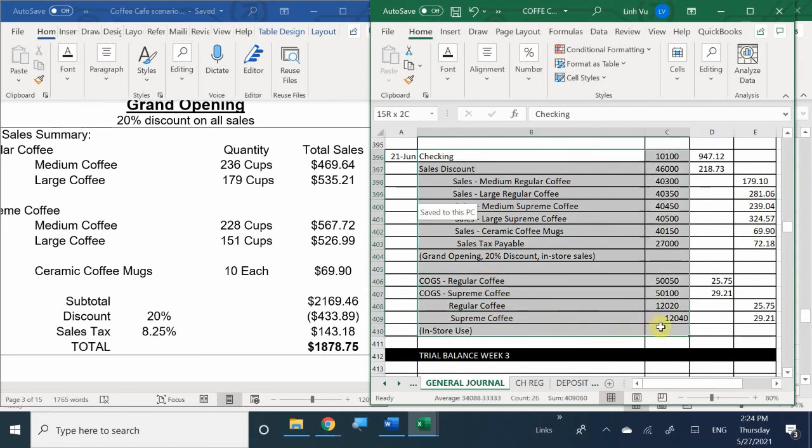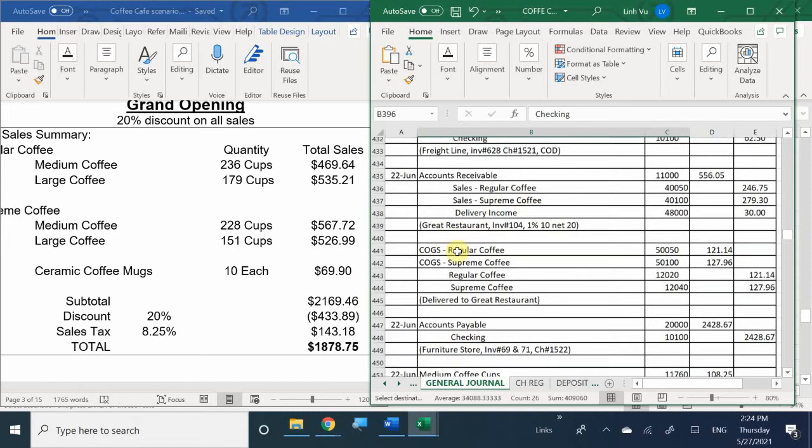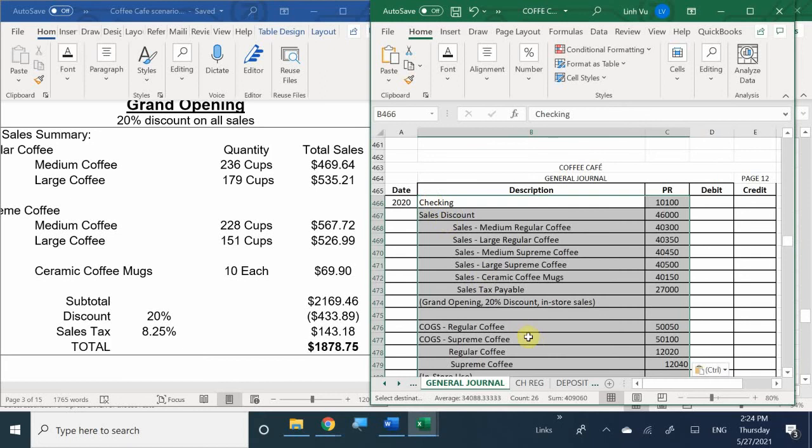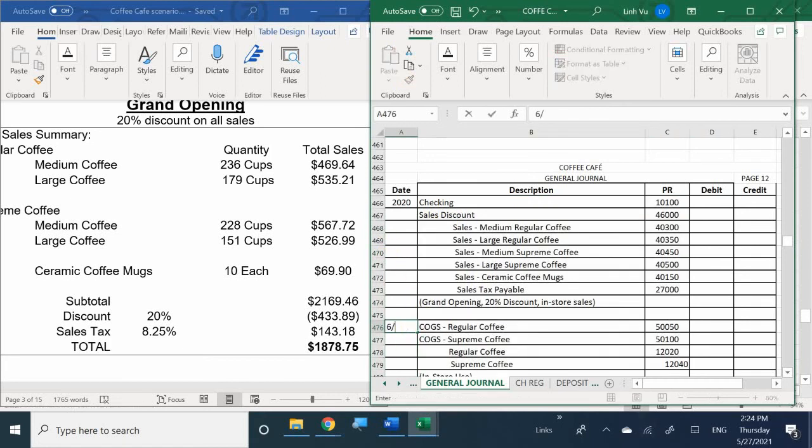Going up, copying down: checking, sales discount, sales from medium coffee, large coffee, supreme coffee, medium supreme coffee, large. We sold some mugs, tax payable, grand opening, cost of goods sold, all that good stuff. Boy, Excel's the best.